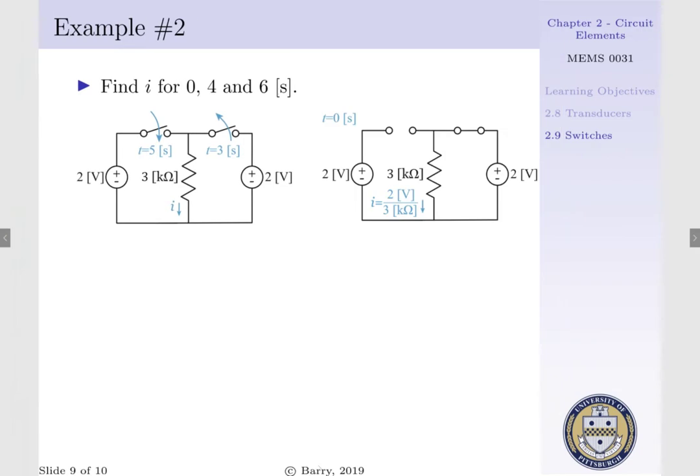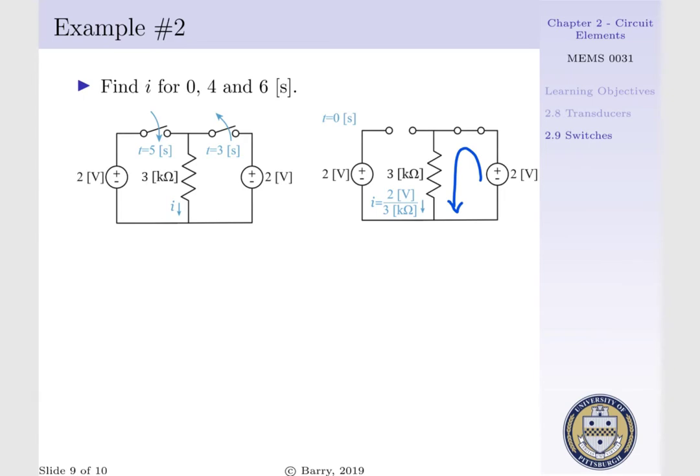For t is equal to 0 seconds, the switch on our left is open, whereas the switch on our right is closed, such that the current running through our 3 kilo ohm resistor is due to our 2 volt source. Thus, using Ohm's law, I is going to be equal to 2 volts per 3 kilo ohms.